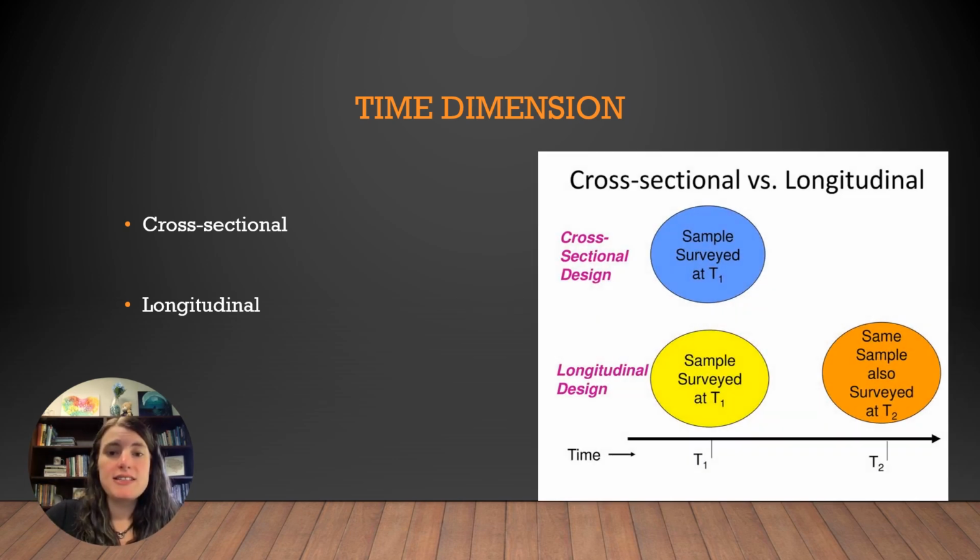On the image here, you can see that this cross-sectional design is indicated as occurring only at T1, which stands for time 1. Longitudinal designs, on the other hand, take place at 2 or more times, meaning you collect data from the research study subject at least 2 separate times, and many times more than 2.